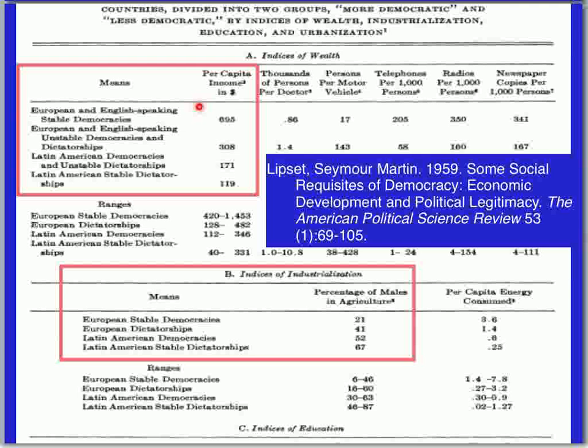Similarly, there's a trend in movement from dictatorship to democracy as the percentage of agriculture in a country's economy becomes less. So, in short, economic modernization leads to democratization. That's a correlation that Lipset observes, and it is a correlation that still is quite powerfully observed in the world today.